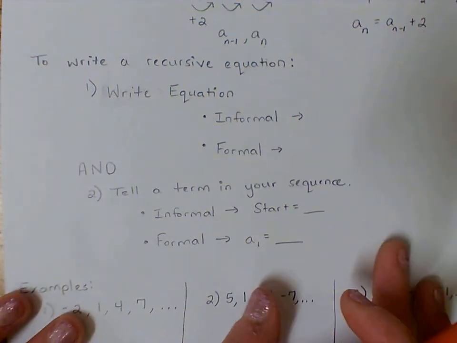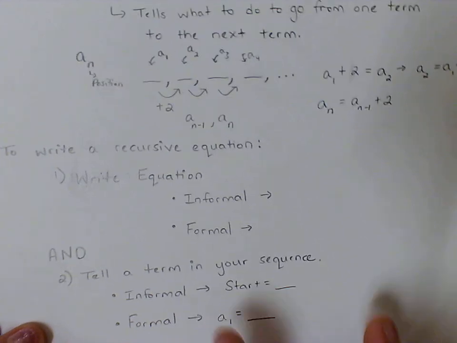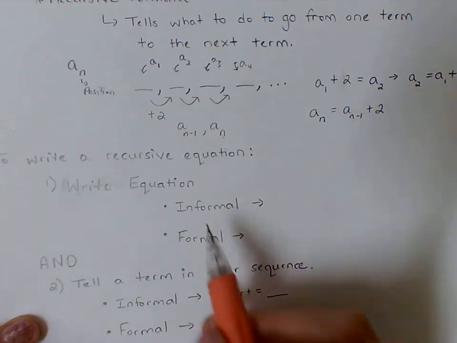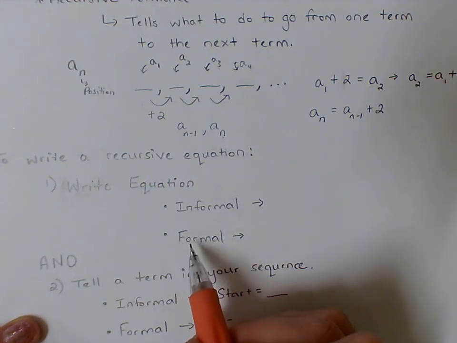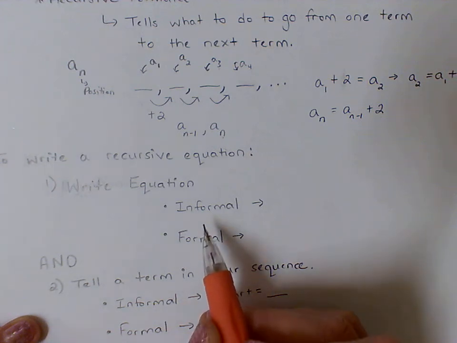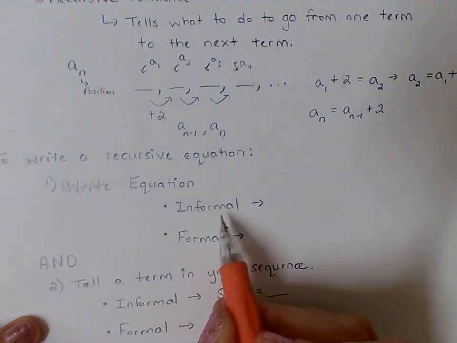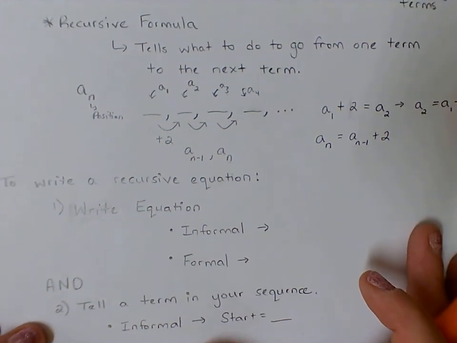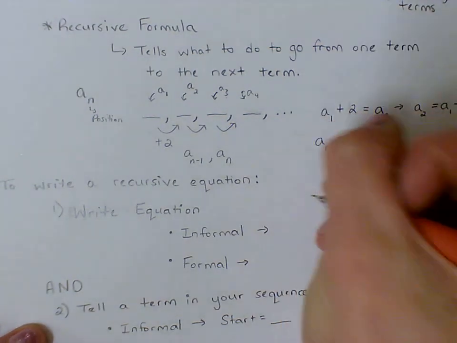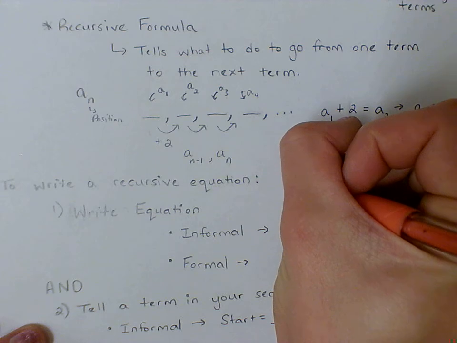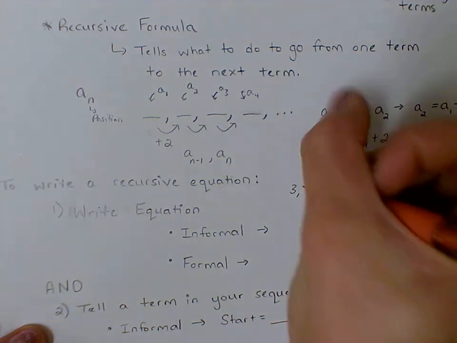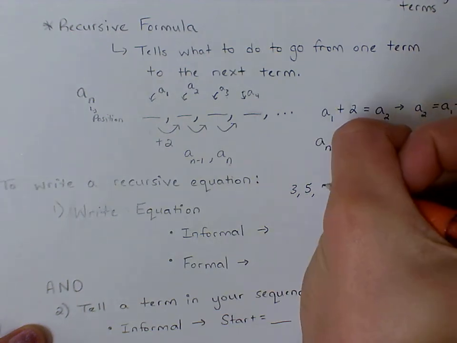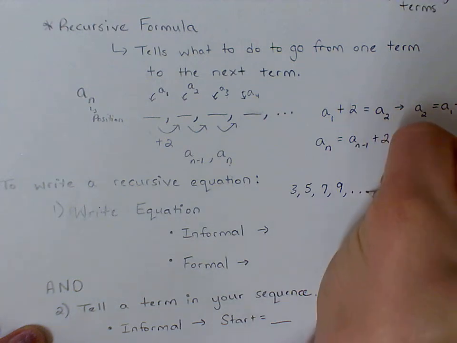So what does that look like? When you write your formula, there are two ways that you can write it. The way I just talked about is the formal way of writing it. When you get into other classes, you're going to be writing it in a more formal way. In this class, you may see it written in a more informal way, okay? So we're going to start with the informal way. Let's say the sequence starts with a 3, and we'll stick with the same pattern: you're adding 2. So the next one would be 5, and then 7, and then 9, and so on and so forth, okay?